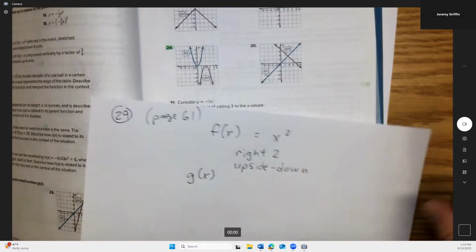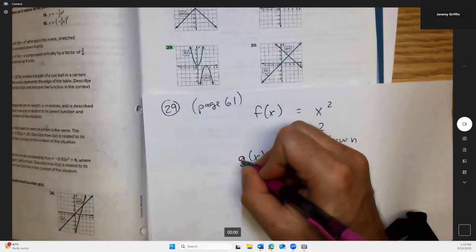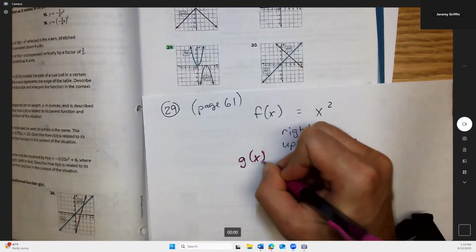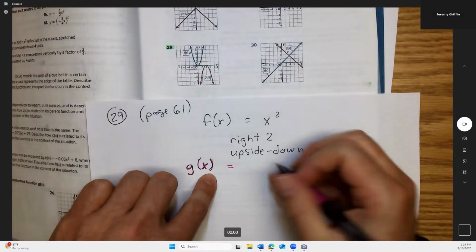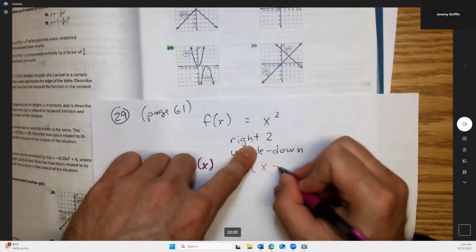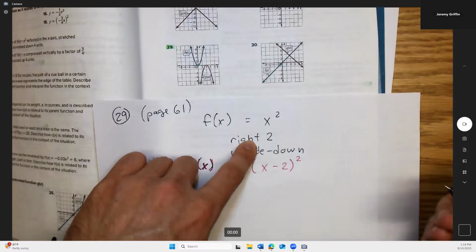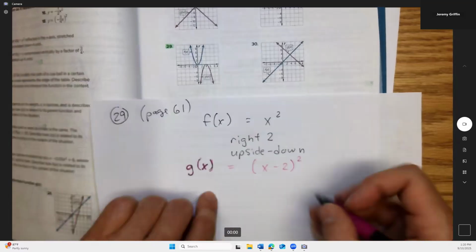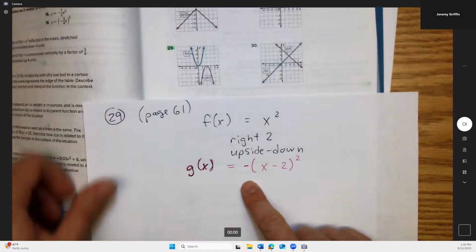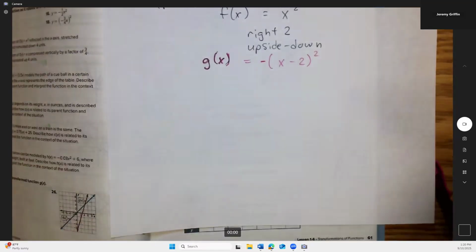I should switch the color, so I don't know if that helps or not. Okay. g of x equals. So right 2. I'm going to take the parent function x squared. Right 2, I need to do x minus 2, and that's all being squared now. And then to turn it upside down, I need to tack a negative onto the front of it. And that should get me that graph exactly.